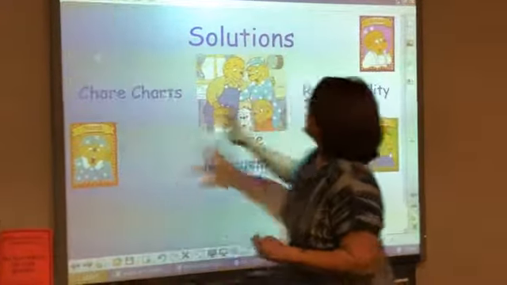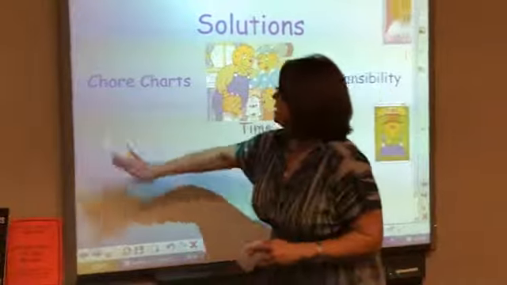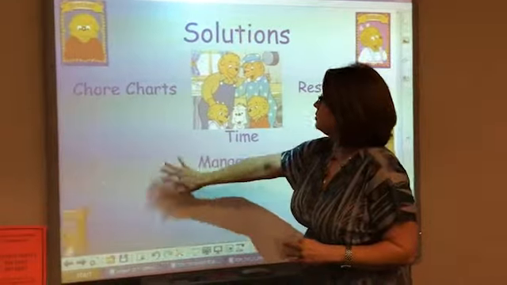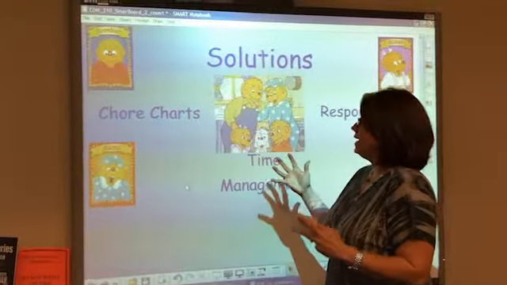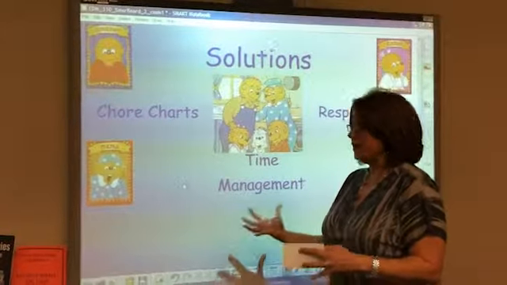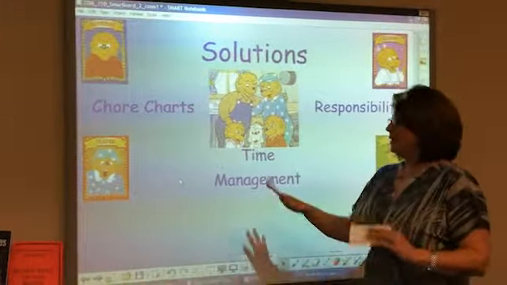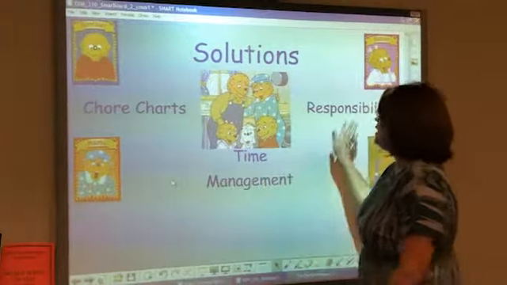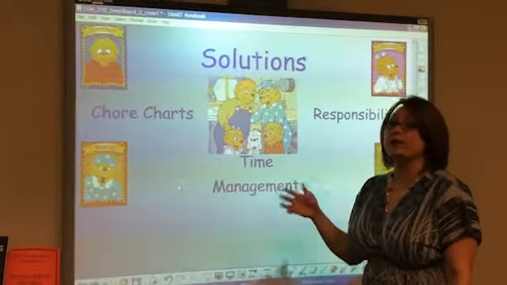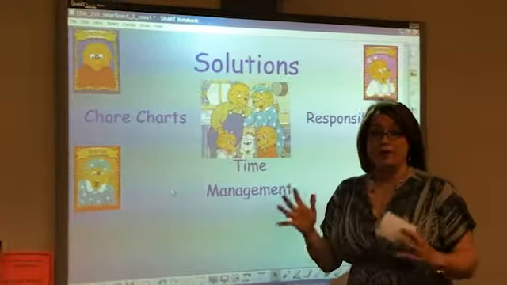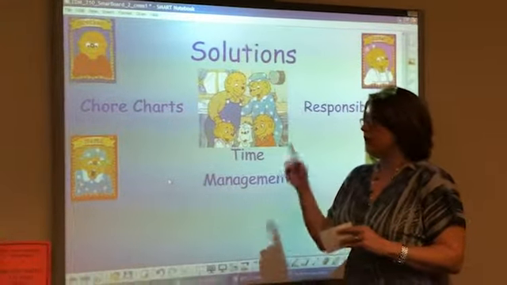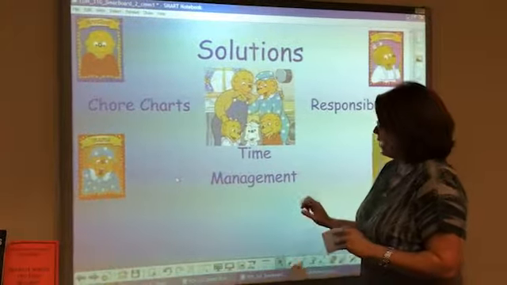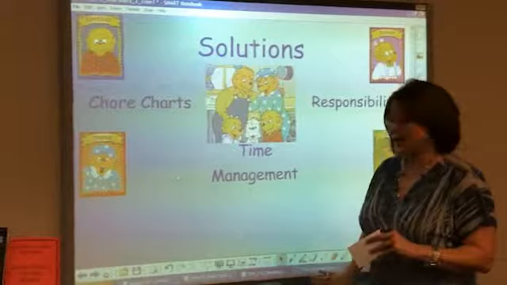Well, we know that Brother and Sister wanted that dog, and Mama and Papa taught them it's not like a toy. So maybe possible solutions could be chore charts. They could learn to share the responsibility of cleaning up. Time management. Maybe Sister could make sure she didn't go to the movies with Lizzie when Brother Bear had a soccer game. These are all ways that the bears could show their responsibilities. So now that we've talked about the four elements of the story, characters, setting, plot, and problem and solution, and we've read the book, we're going to watch the video.